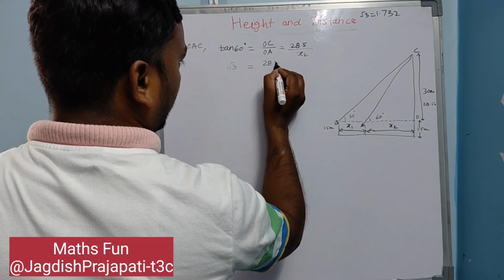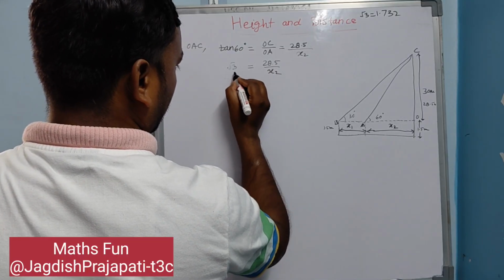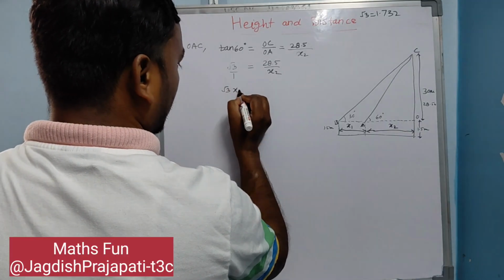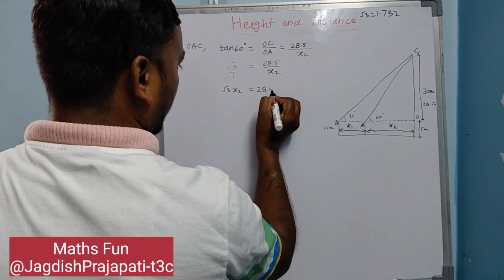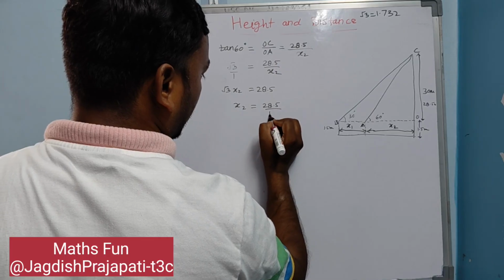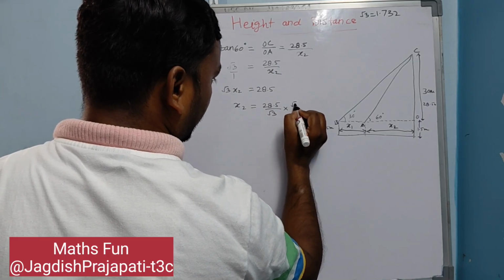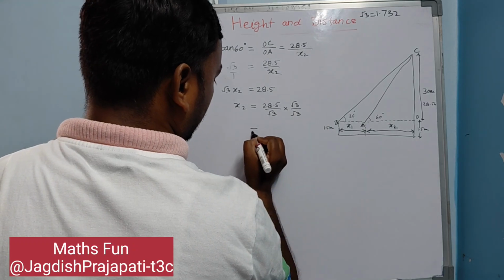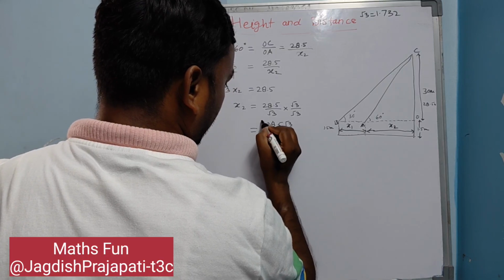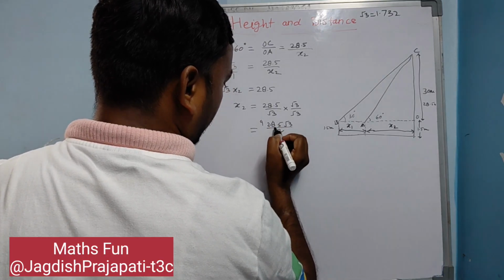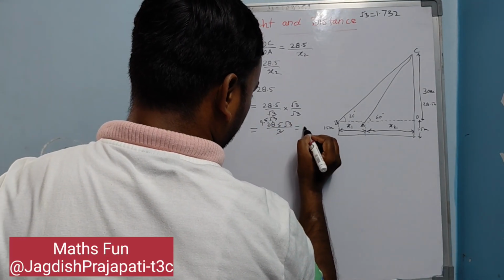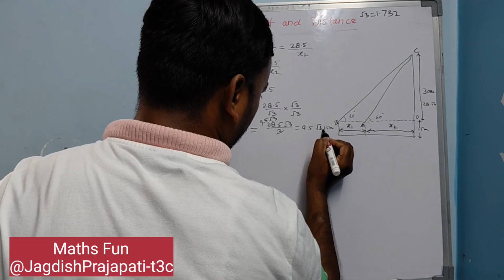so 28.5 by x2. We can assume here 1, so this will be under root 3 x2 equal to 28.5, and therefore x2 will be 28.5 by under root 3. Simplify it, so 28.5 under root 3 by 3, so 3 9s are 27, 1 3 5s are 15, 9.5 under root 3. So this will be 9.5 under root 3 meter.